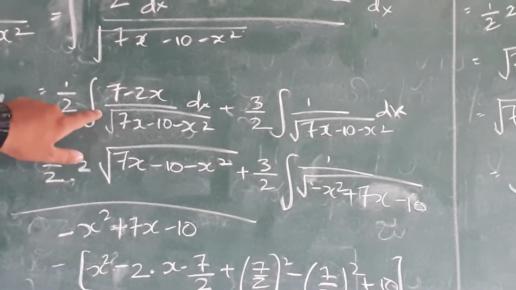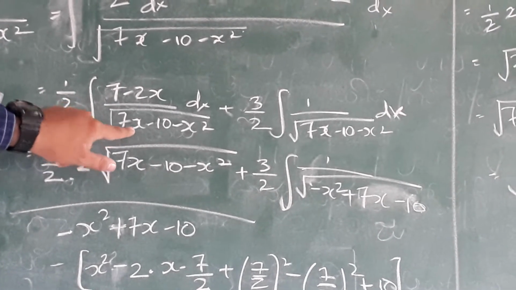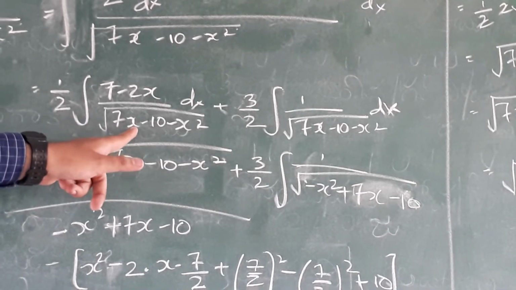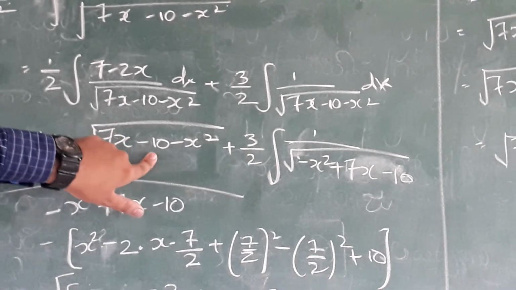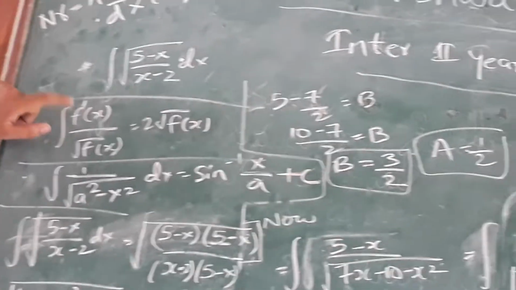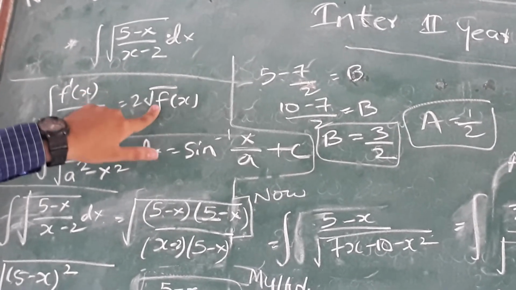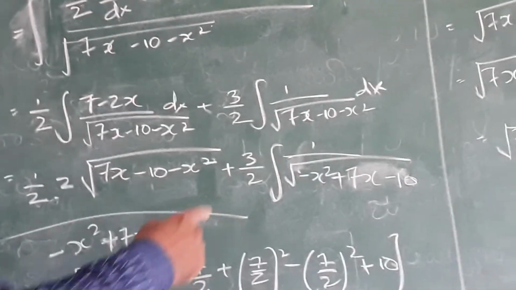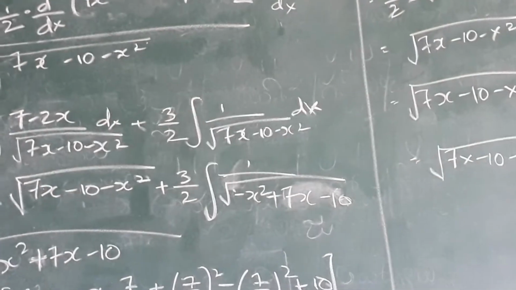Now, as I informed, the formula: f dash of x, the differentiation of the denominator. See, 7, if you differentiate it, will be 7, here it will be 0, and x gives 7 minus 2x. So see here, the formula which I have written: integration of f dash of x by under root f of x is equal to 2 under root f of x. So here 1 by 2 is the same, 2 under root f of x is the denominator, plus 3 by 2 is the same, and we have written the same. Up to here we will just keep.